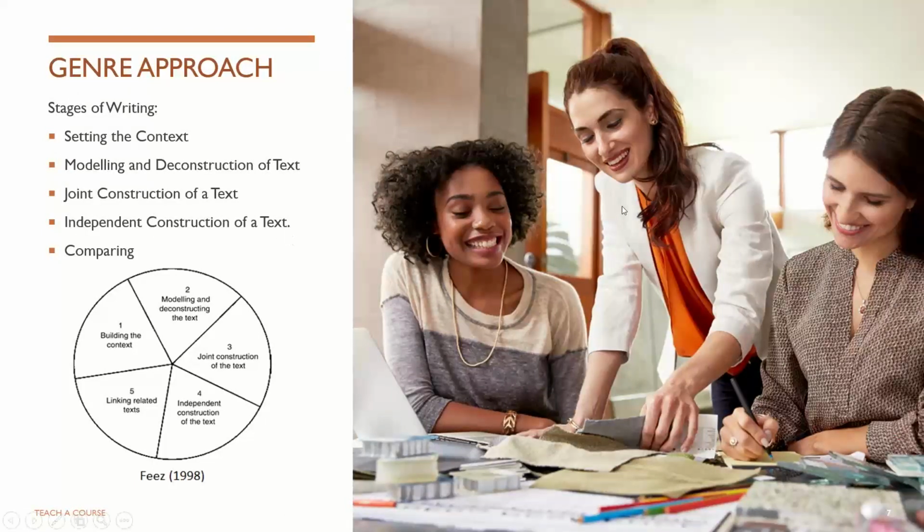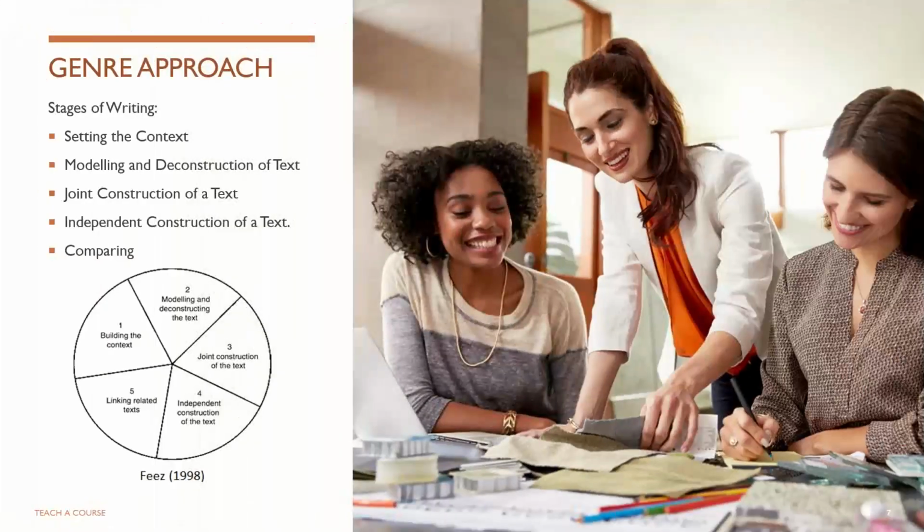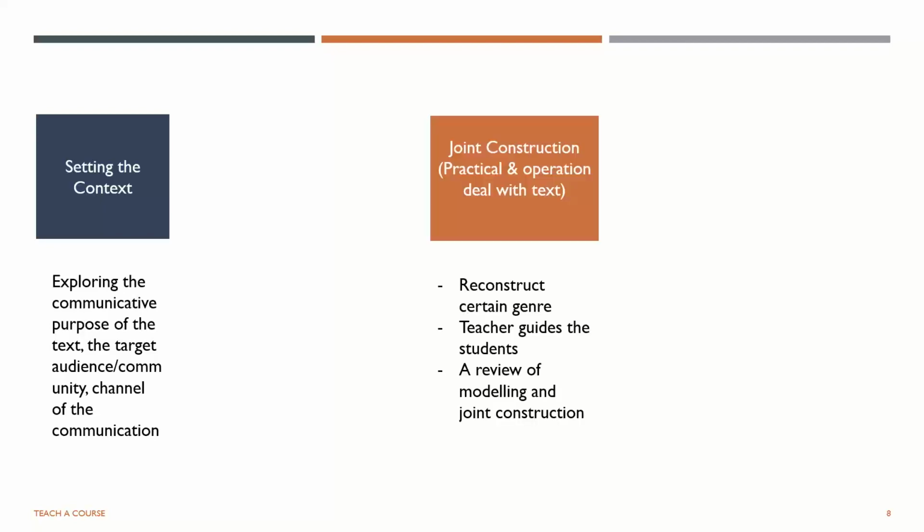Another thing is that this genre approach that we are talking about has 5 stages. First, setting the context, then modeling and deconstruction of the text, joint construction of a writing piece, independent construction, and comparing. In the first stage, setting the context, we are exploring the communicative purpose of the text. It means who we are writing for, why we are writing, who the audience are, and what the channel of communication is.